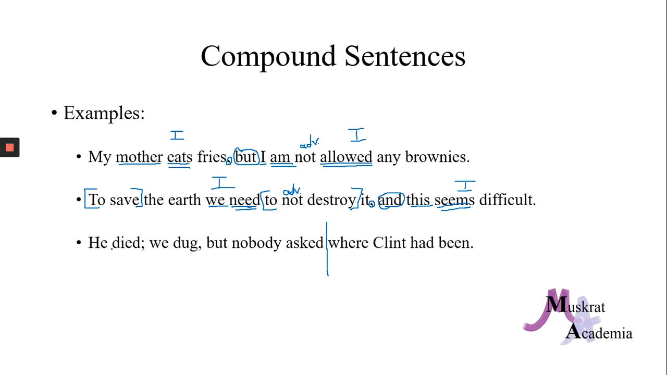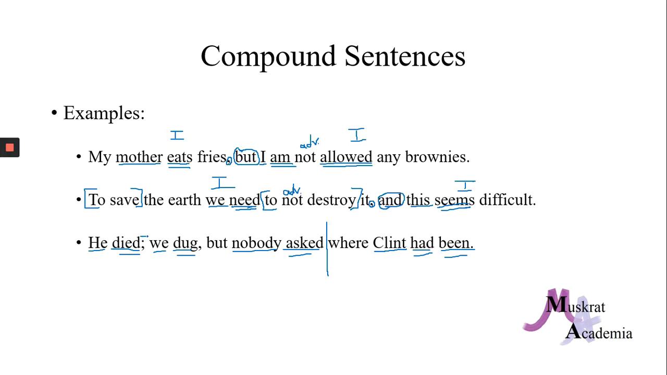So if we go through this, let's go through the verbs first. Died, dug, asked, had been. Those are all our verbs. Well, who died? He did. Who dug? We did. Who asked? Nobody. Nobody cares where Clint had been. Clint is who had been. All right, so he died.